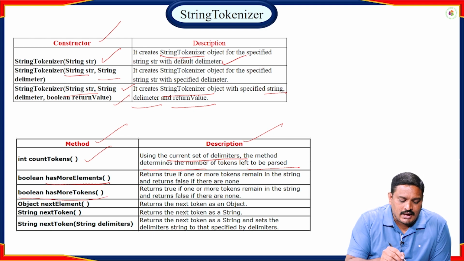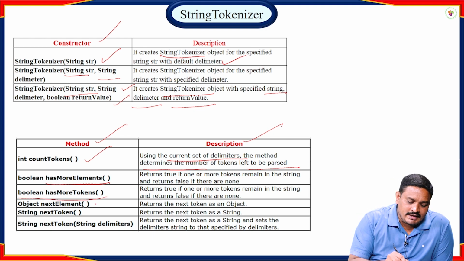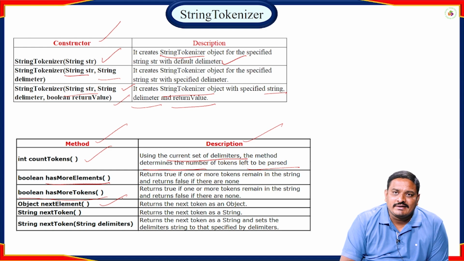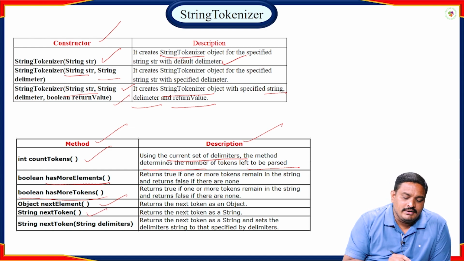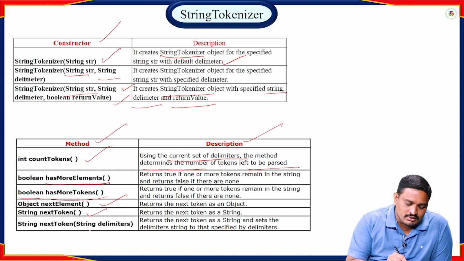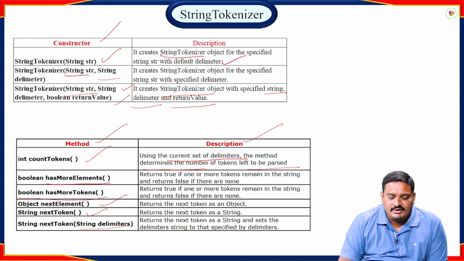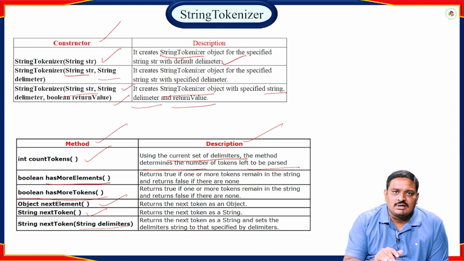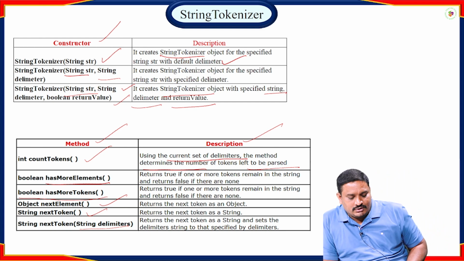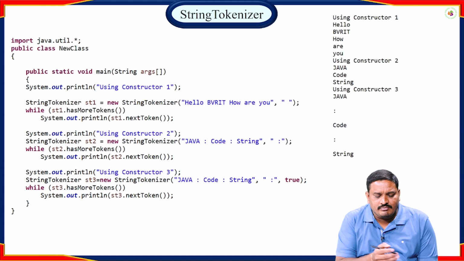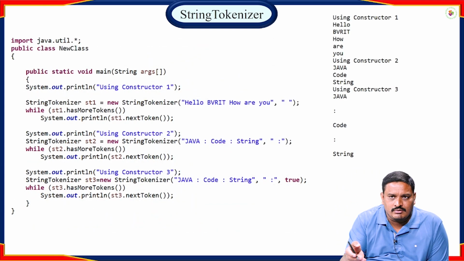The next method is hasMoreTokens. The next one is the Object nextElement. Then String nextToken, and String nextToken with the string delimiter. These are all the methods under the StringTokenizer. Let's see, one by one, how to apply them in our program.